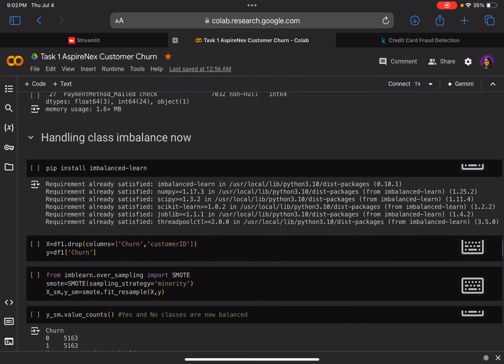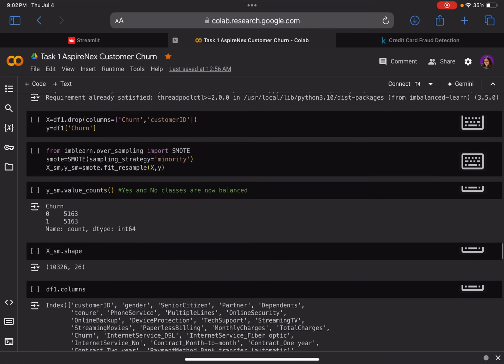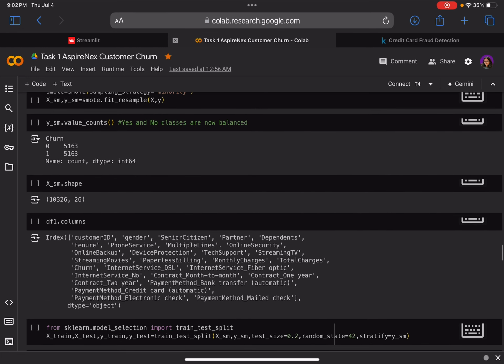Next, a heavy class imbalance is noticed in this dataset, as there are only a very few number of yes and no, like they're not equal. So I have handled this using SMOTE. What SMOTE does is that it basically generates some synthetic data so that your binary class, that is 0 and 1, becomes equal. So as you can see here, it becomes equal, that is 5163 are 0, that is customer is not likely to churn, and 1, that is it is likely to churn.